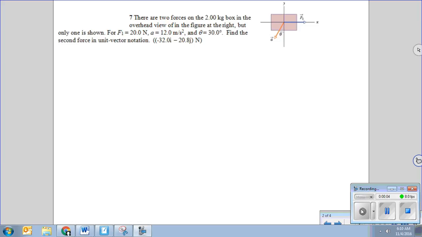All right, here we go. This is problem number 7 from the Halliday and Resnick textbook. It's worded a little bit awkwardly. I remember I had to read this one a couple times, so let me read through it. We'll see if we can figure out what's going on here.